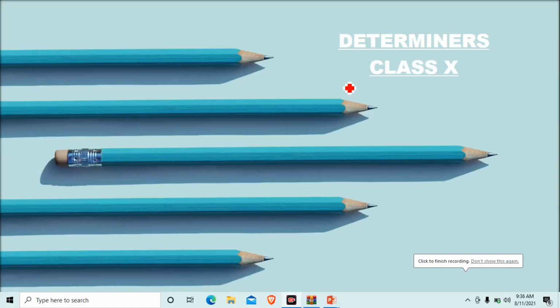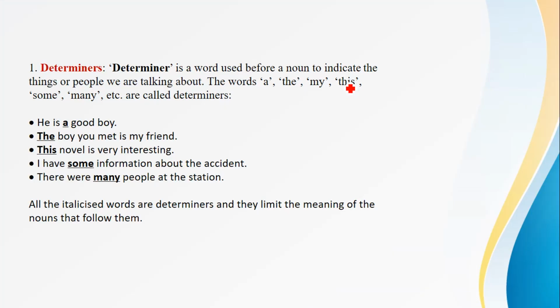So in this video lecture we're going to start off with a topic from English grammar, and the name of the topic is determiners. So first and foremost, the definition. Let us go through the definition and understand what a determiner is. A determiner is a word used before a noun to indicate the things or people we are talking about.